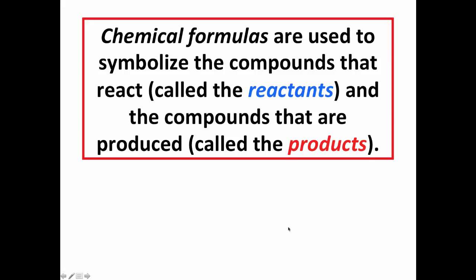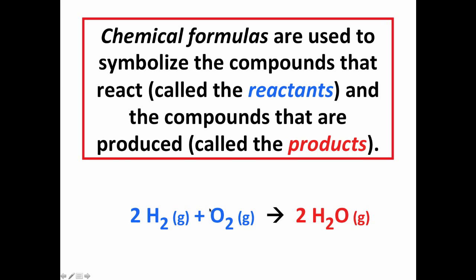Couple things to note about chemical reaction equations. We use chemical formulas to symbolize the reacting substances, the compounds that react, which we call reactants, and the compounds that are produced, which we call the products. So in this particular case, hydrogen and oxygen written on the left side of the reaction equation are the reactants, and water, H2O, is written on the right side, and it's a product.